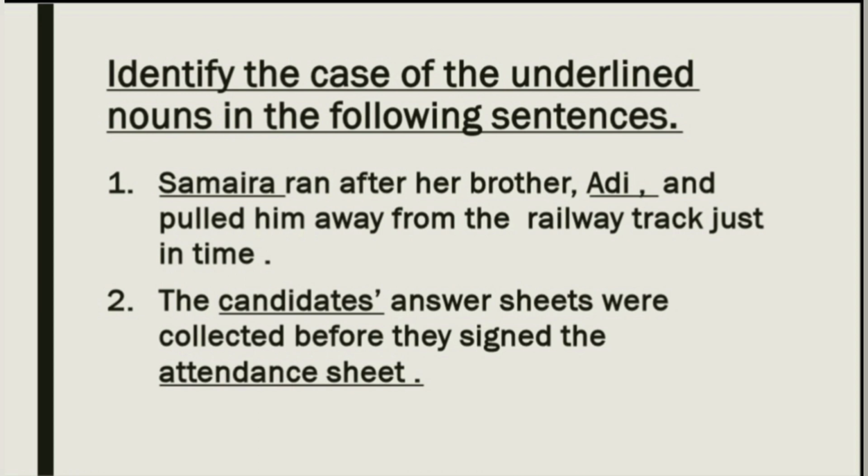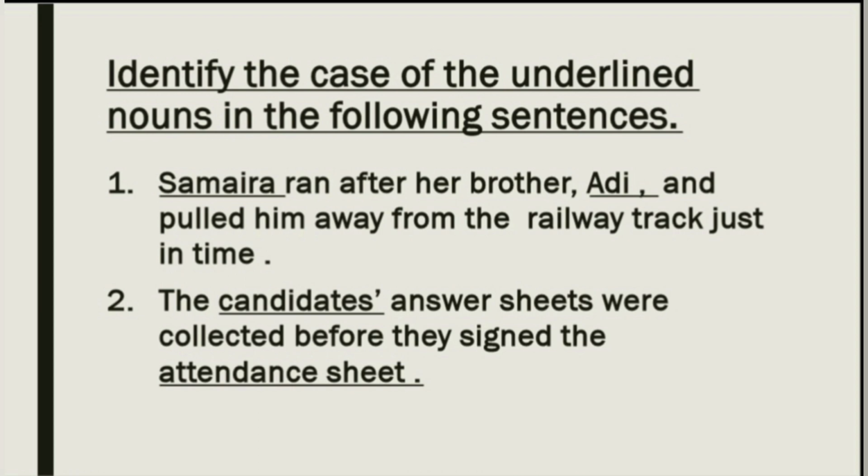The other underlined noun is Adi. So Adi is an appositive case because it is used as a parallel description. Her brother Adi. There are two different descriptions for a single entity. So therefore that is an appositive case.